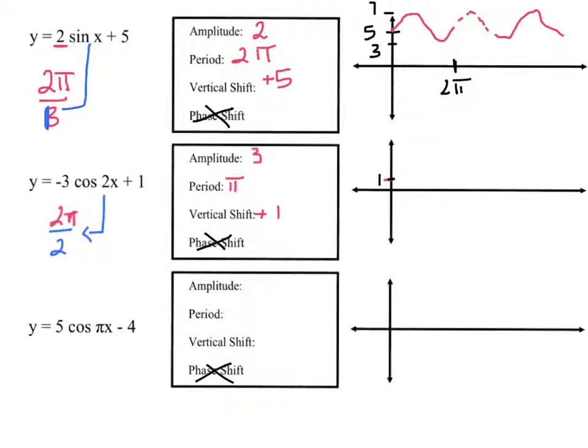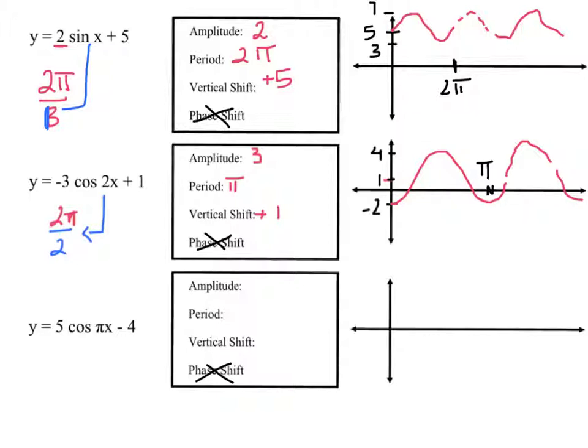The amplitude's 3. So we're going to go up to 4 and down to -2. Now it's cosine, so normally that would start at the top, but in this case, since it's negative, it's actually going to start at the bottom. So cosine's going to start here, up, down, and of course it will continue from there. But let's label that that's got to be pi, since that was one period.